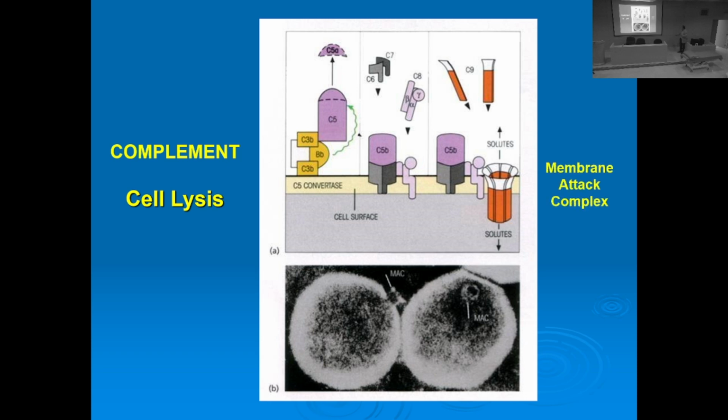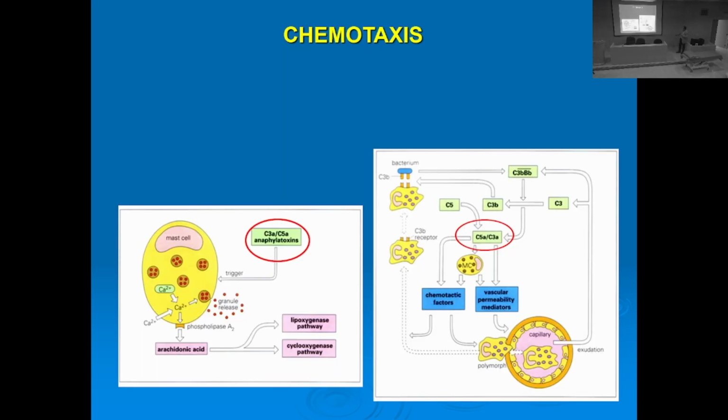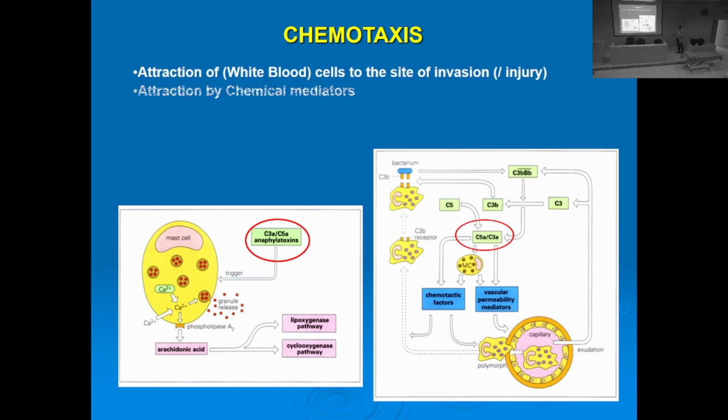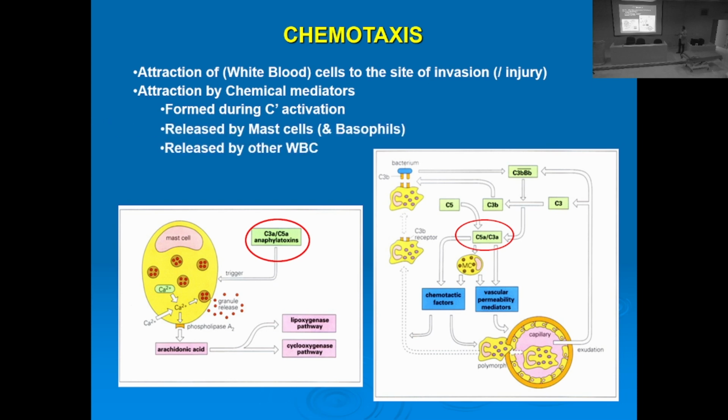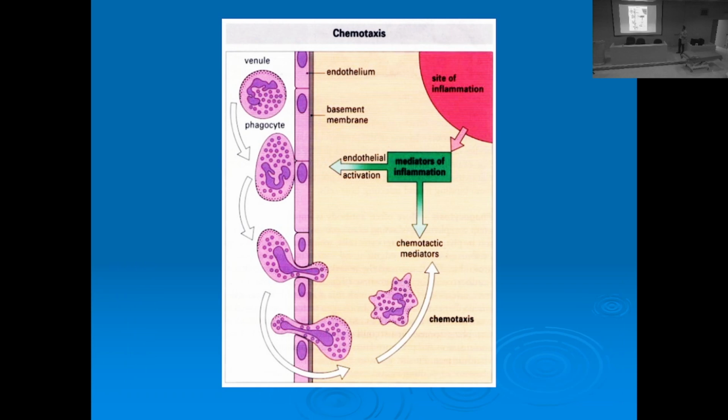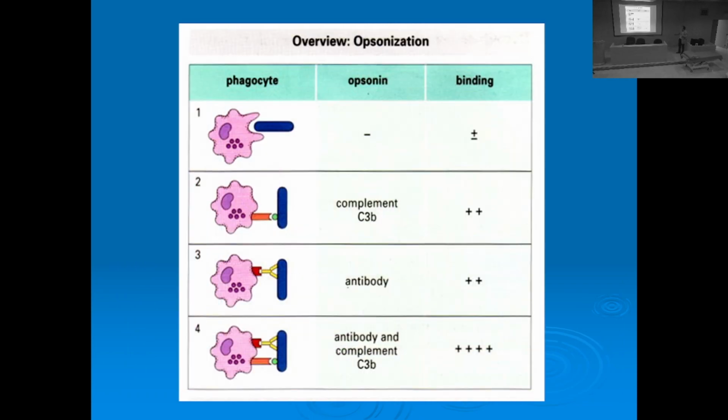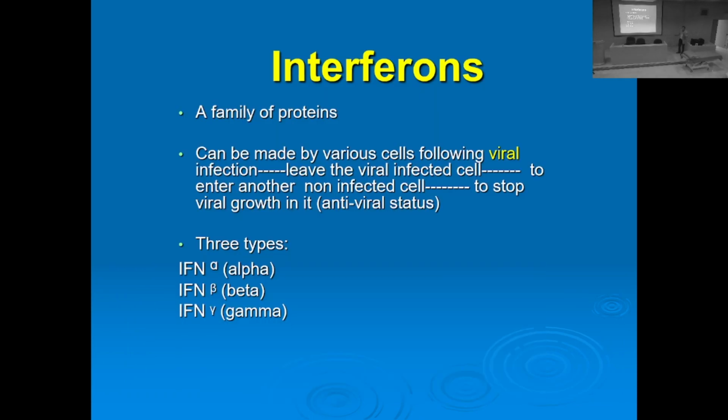All right? So now I will go rapidly to the last aspect, which are interferons. So chemotaxis I have described. Other cells, of course, phagocytes could interfere in this. Mast cells and basophils could help in this inflammation, of course, and other white blood cells and even platelets. All right? So opsonization. Now the last aspect I would like to talk about rapidly are interferons.